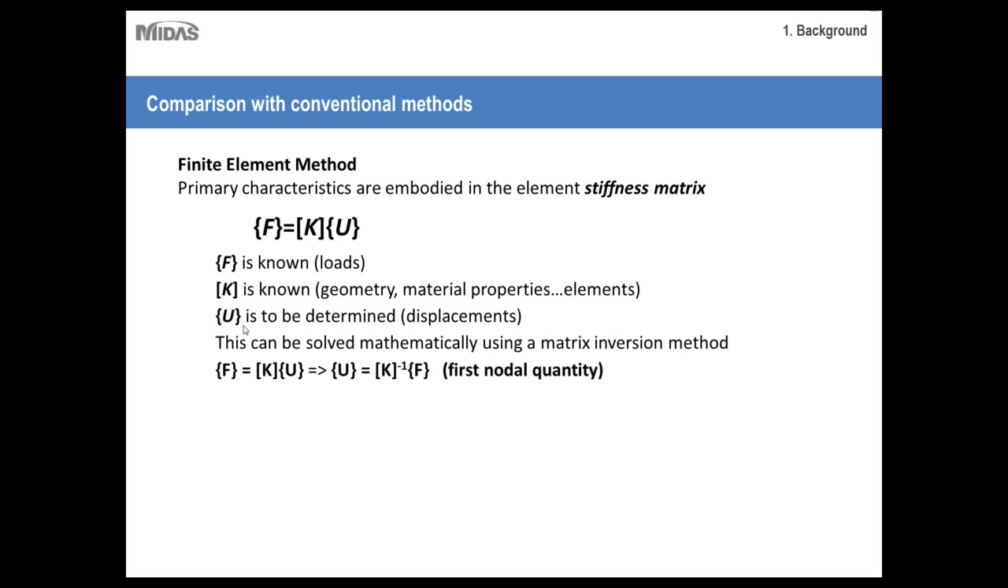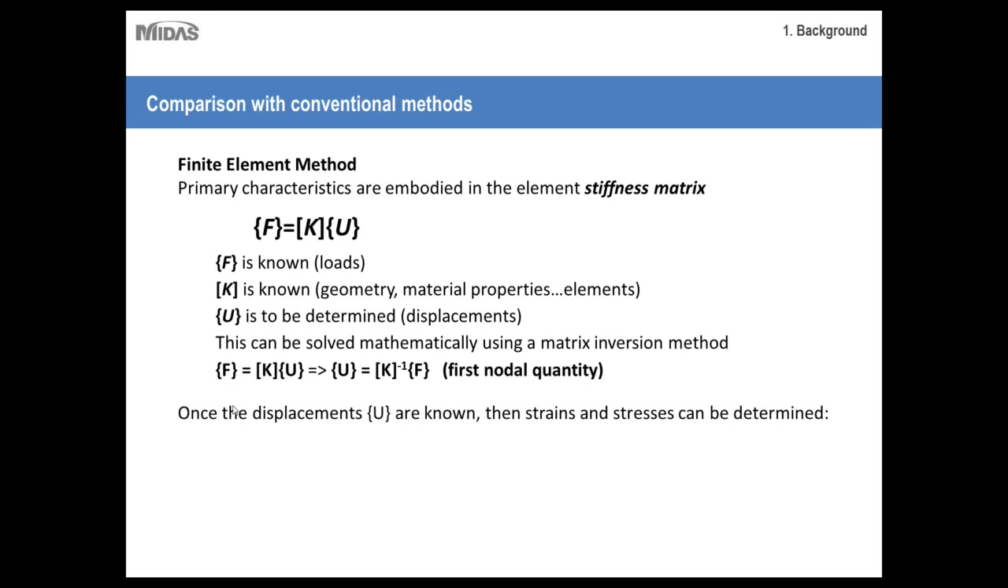So U can be solved by using the matrix inversion method. So F equals K times U becomes U equals K to the negative 1 times F. That's how you determine your first nodal quantity. And also keep in mind that these stiffness matrices become more and more complex and more detailed with larger geometry and larger scopes of projects.